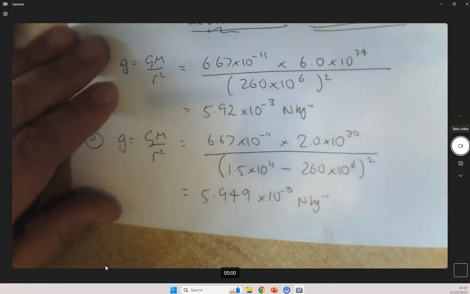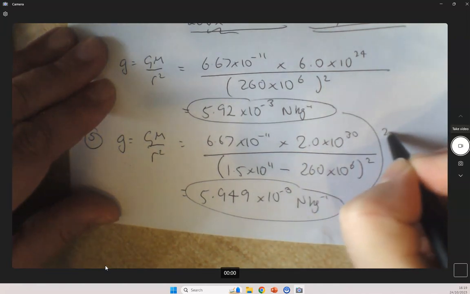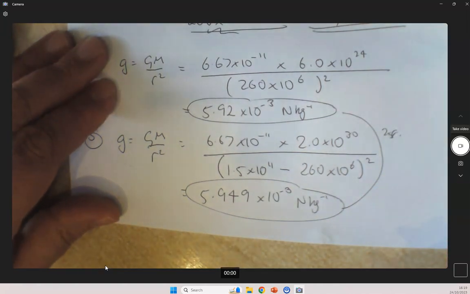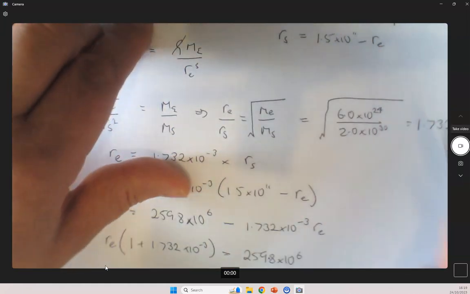So you can see that these two numbers, certainly to two significant figures, are the same. So you've got the magnitude is identical, the direction is opposite.